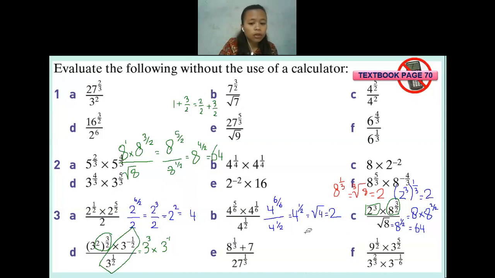Is there anyone having any question before I continue to the next question? Is there anyone? No? Okay. If no one has difficulties with question 3C, I will continue to question 3D. For question 3D, I simplify 3 to the power of 2 to the power of 3 per 2. Power meets power, I do times. 2 times 3 per 2, the answer is 3. That's why I get 3 to the power of 3.